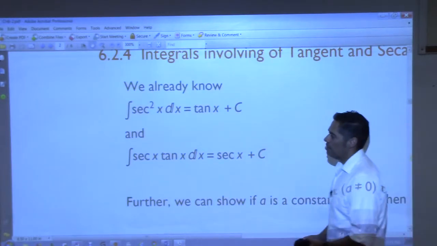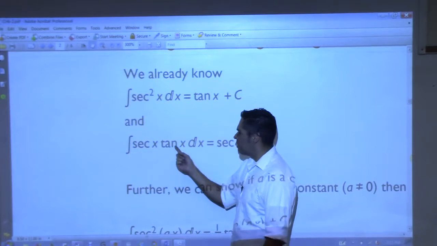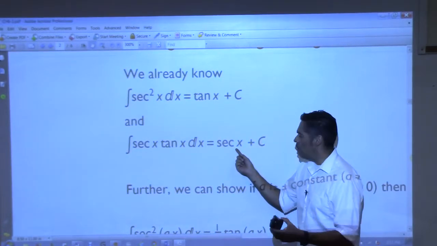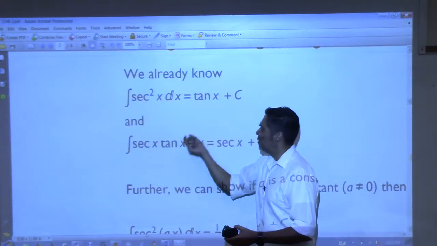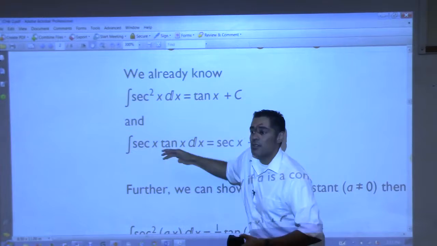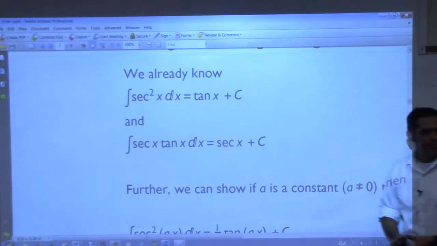And also the antiderivative of secant x tangent x is just secant x. This is Cal 1. Derivative of secant is secant tangent. Derivative of tangent is secant squared. So if we ever see this or this, we can actually undo it, right?